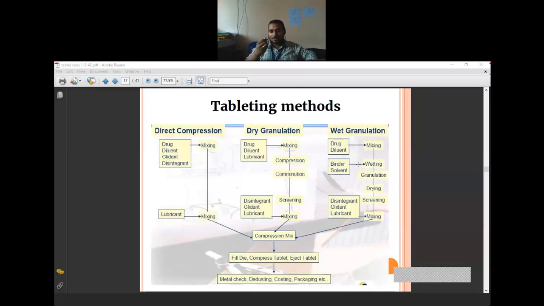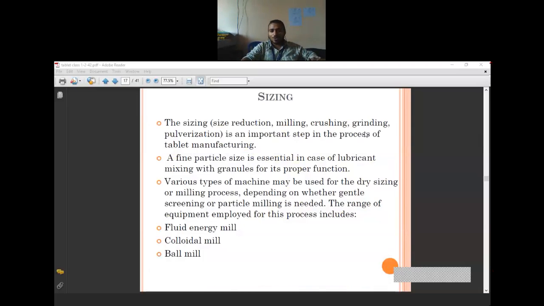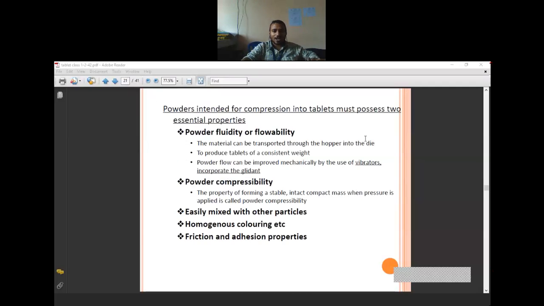After ejection, we have to check whether any kind of deformities occur in the tablet. Then dedusting, then coating and packaging. So this is the main procedure for wet granulation. Have you understood what wet granulation is and what the difference is from dry granulation?